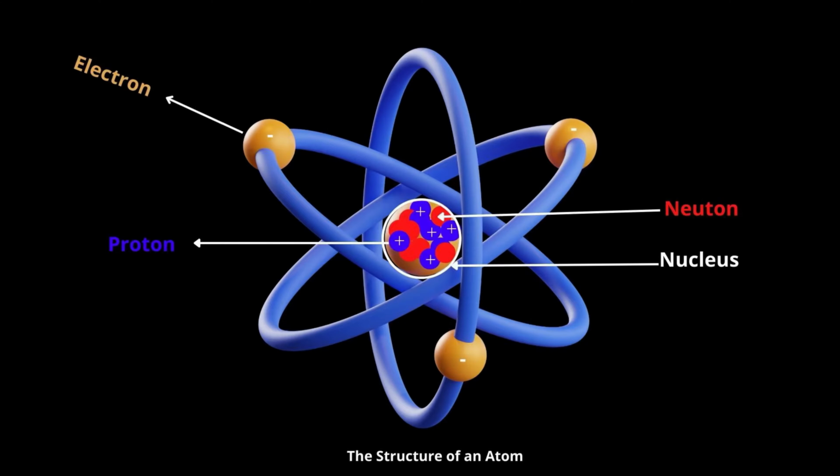The structure of an atom. An atom is composed of three different components: protons, neutrons, and electrons. Electrons have a negative charge and they are located on the outermost shell of the atom, and the protons and neutrons are located inside of the atom's nucleus. The protons are positively charged and the neutrons have no charge.